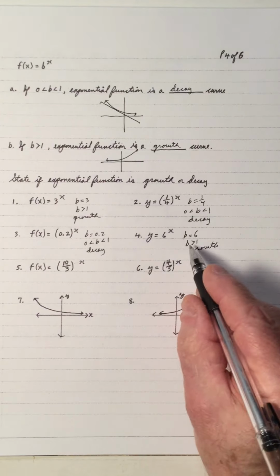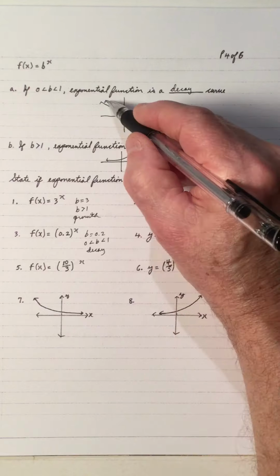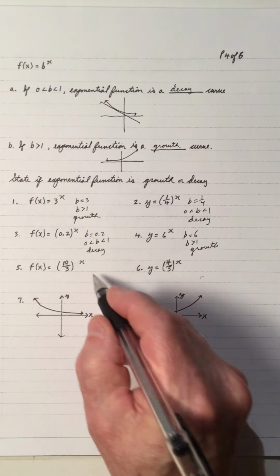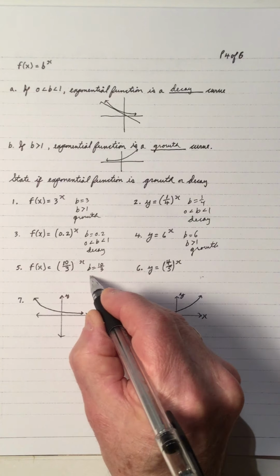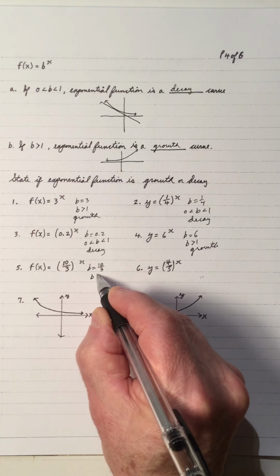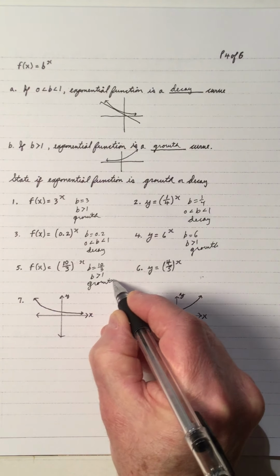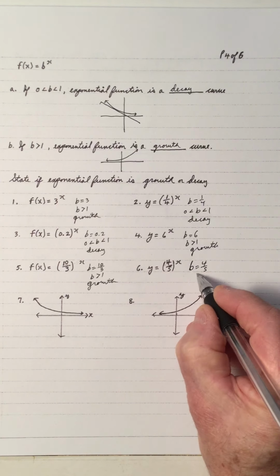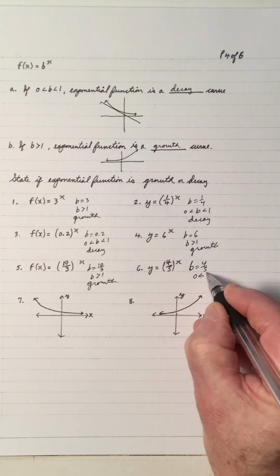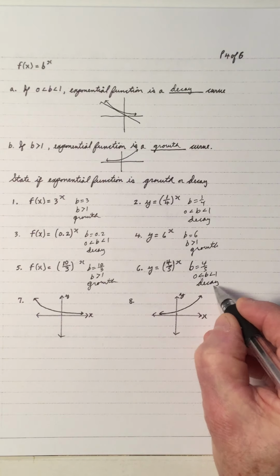In other words, if a growth curve is drawn, it'll look like this. If it's a decay curve, it'll look like this. And the base right here is 10/3, and 10/3, which is 3 1/3, is greater than 1, so we have a growth curve. The base here, b, is 4/5. 4/5 is between 0 and 1, so it's going to be a decay curve.